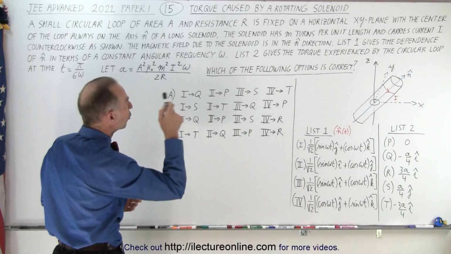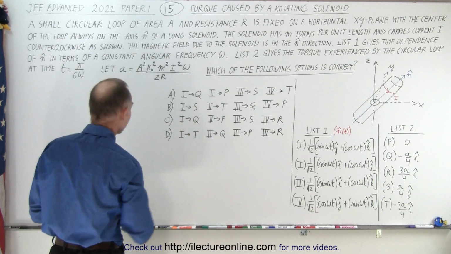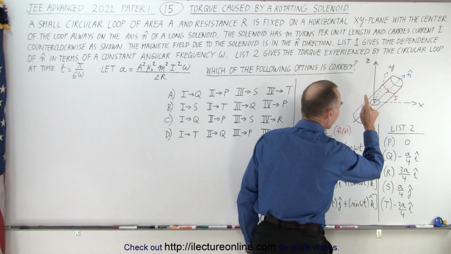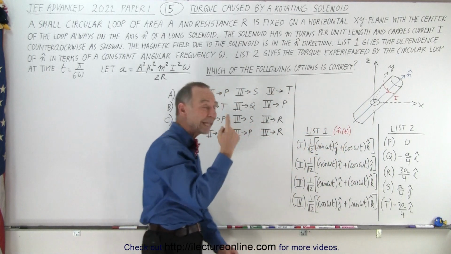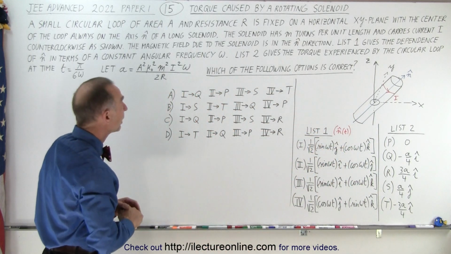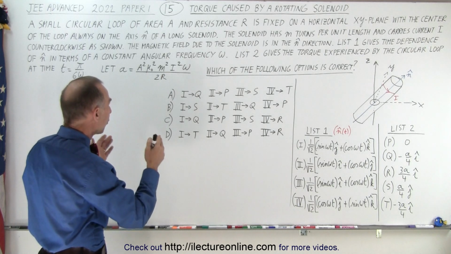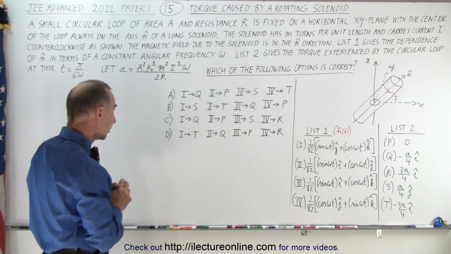List 2 gives the torque experienced by the circular loop at time t equals pi over 6 omega. So here is the torque experienced by the loop caused by that rotating solenoid. Now, we have 4 possible options to choose from. Only one of these 4 is correct.